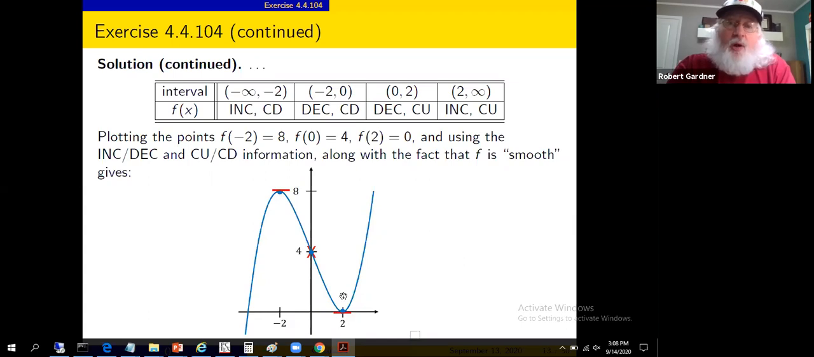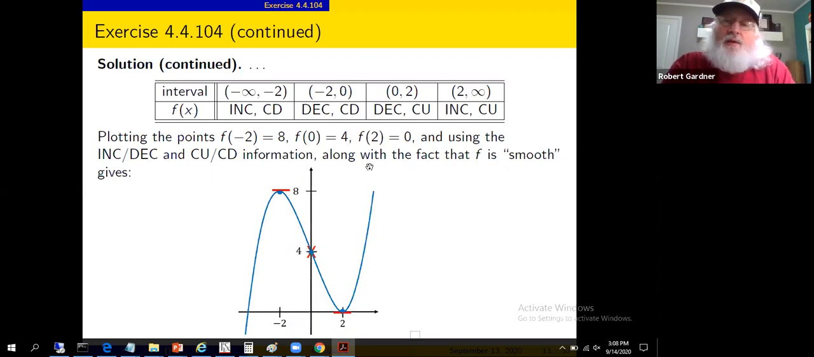Third, I want a function that does this. So we've got a bunch of information now: increasing, decreasing information and concavity information. Less than -2 over here, I want increasing, concave down, and leveling off here. Next, between -2 and 0, I want decreasing and concave down. So I've got to connect this point to this point with that kind of thing. So I want decreasing and concave down.